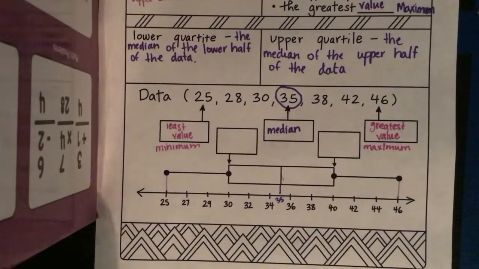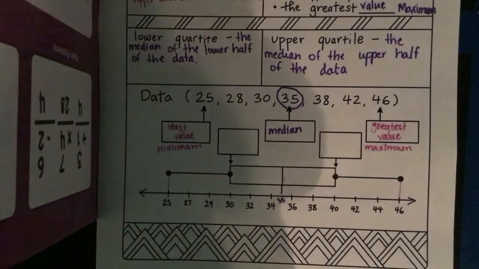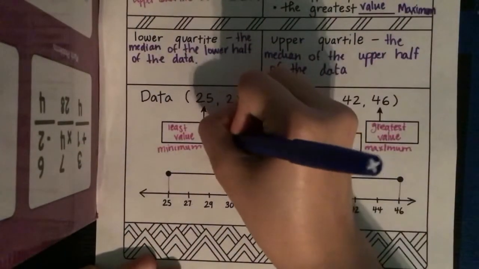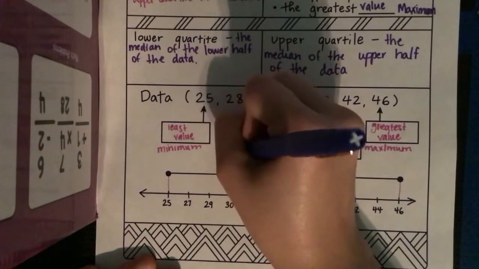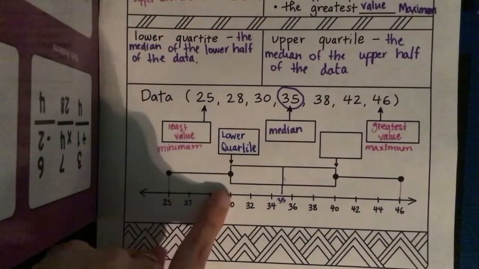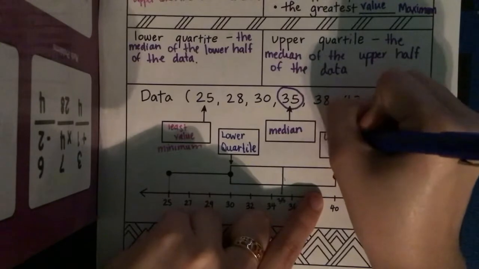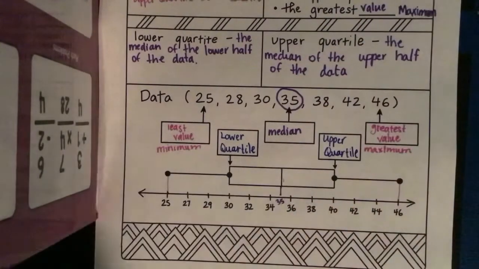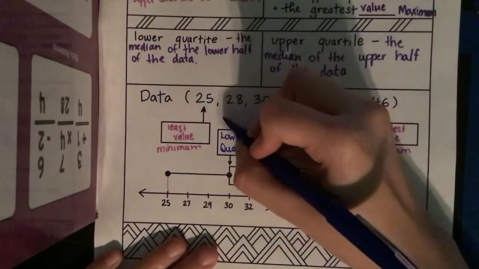So now we're going to look at the left side of the box, and we know the left side of the box represents the lower quartile, or the LQ. So then if this is the lower, then the right side would be the upper quartile. And another way to write these would be the UQ and the LQ.